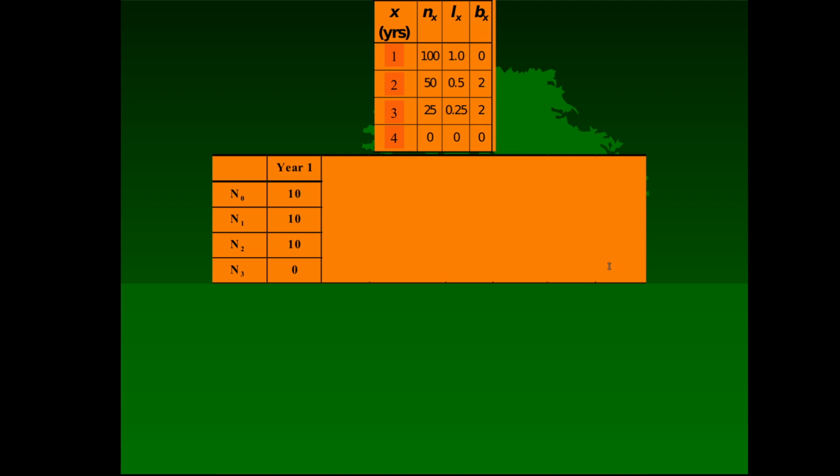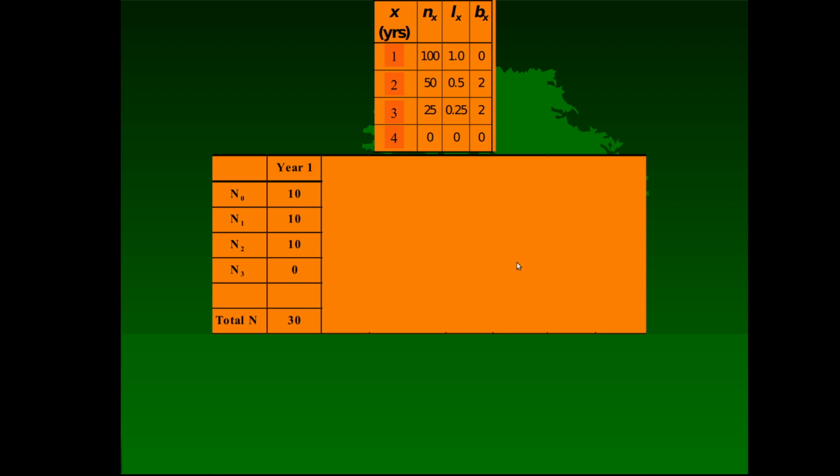So let's say we start with 10 individuals in the first age group, 10 in the second, and 10 in the third. And in the fourth, there is none. None survive to this age. So this is our population in the first year, 30 individuals total, equally distributed in our 3 possible ages. So what will the population be in the year 2? How many individuals will there be next year, and what ages will they be?